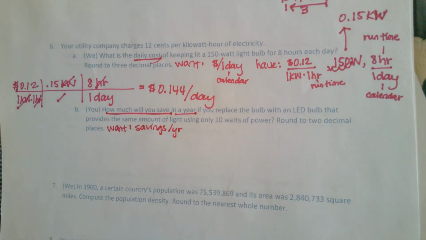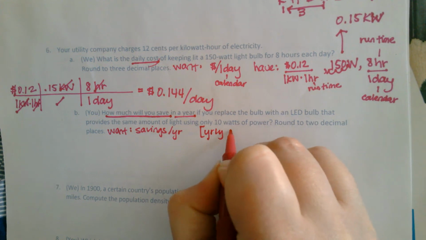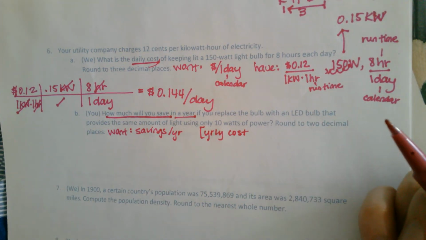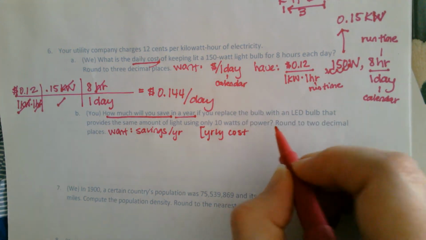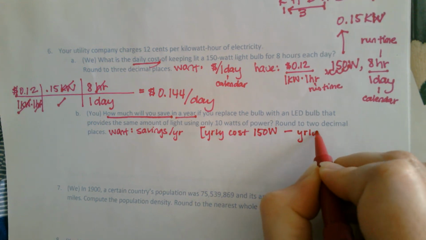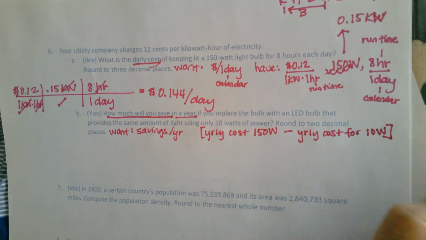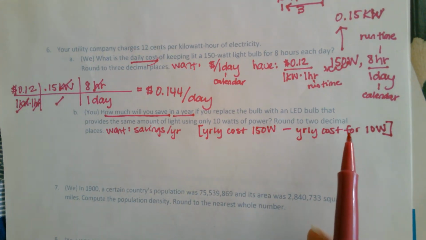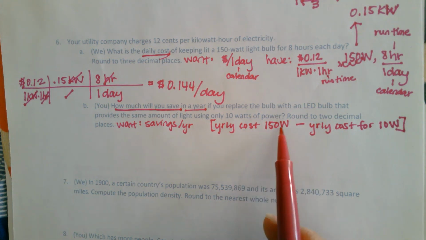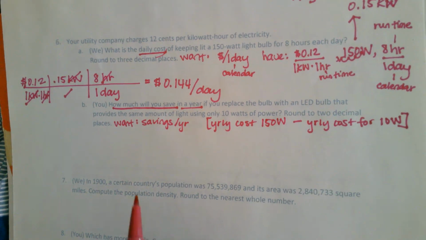So what they want is a savings per year. So in order to find the savings, that means we're going to take the yearly cost for the more expensive one, which of course the one who uses more electricity will be more expensive. So the yearly cost for the 150 watt bulb, and we're going to subtract the yearly cost for the 10 watt bulb. So this is kind of our plan for how to get there. So I'm going to go ahead and help you with the yearly cost for the 150 watt bulb, and then I'm going to have you find the yearly cost for 10 watt.